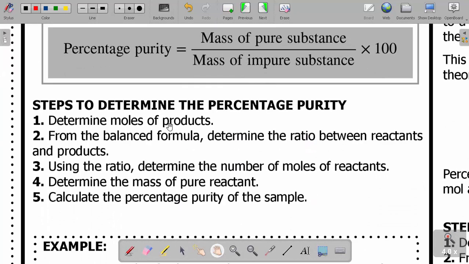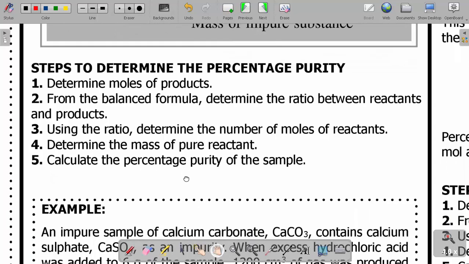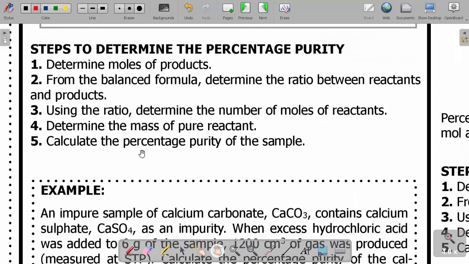First of all, determine the moles of the products. From the balanced equation, determine the ratio between reactants and products. Then, using the ratio, determine the number of moles of reactants. Then determine the mass of the pure reactant, and then go ahead and calculate the percentage purity of the sample.